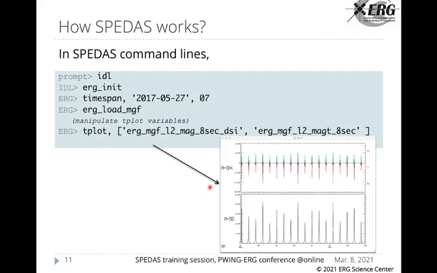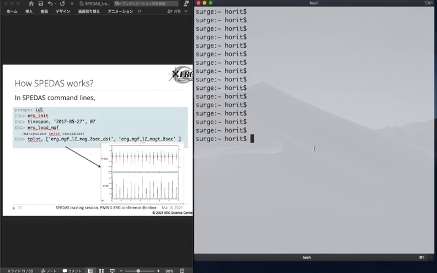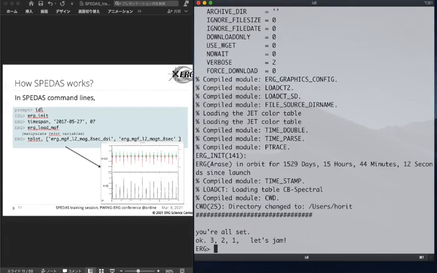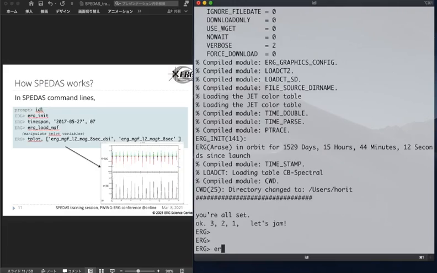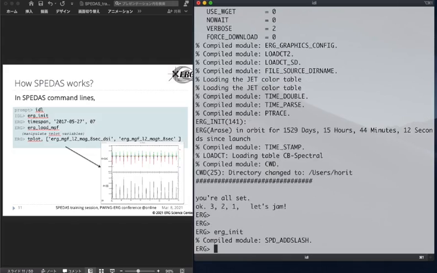Okay, so let me show you the actual command line here. First, we have to type IDL here to run IDL itself. Then you have to type erg underscore init to initialize the IDL environment for loading and also plotting ERG project data.